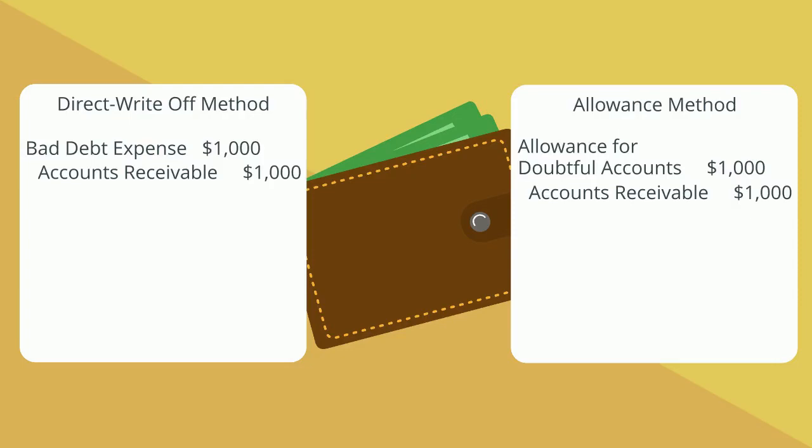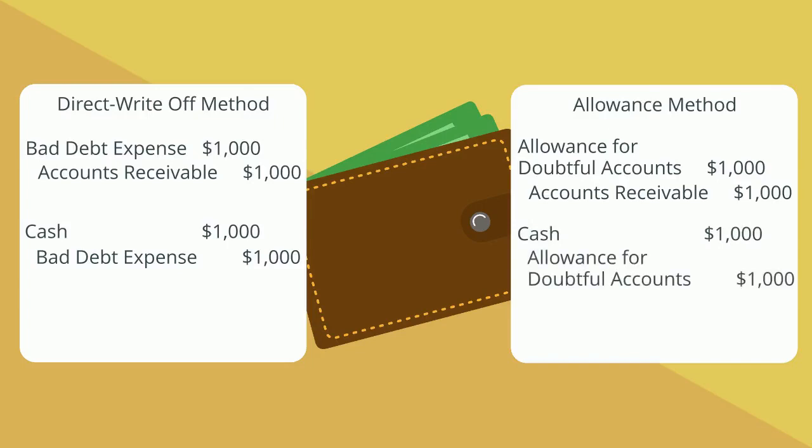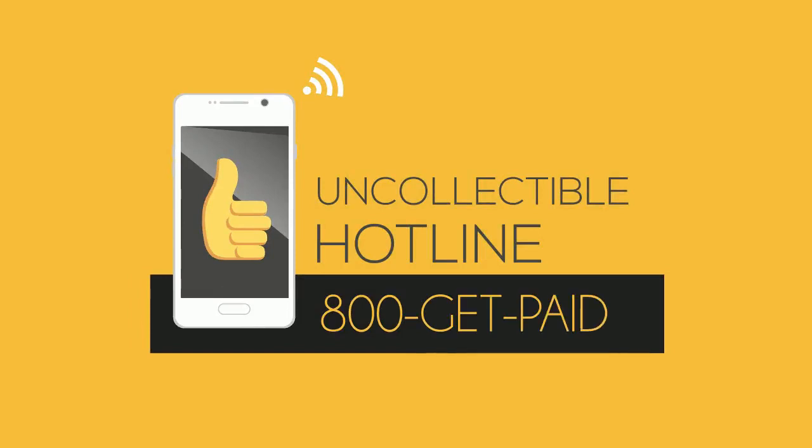When you receive funds from an account that was written off, you will debit cash and credit whichever account was previously debited. For the direct write-off method, that means we would debit cash and credit bad debt expense. For the allowance method, we would debit cash and credit allowance for doubtful accounts. Although we'd rather have the money, now we know what to do if customers don't pay up.